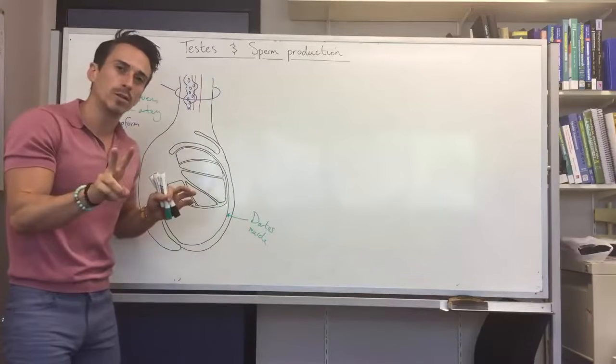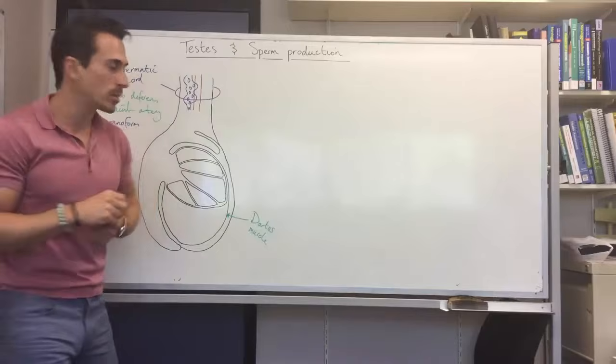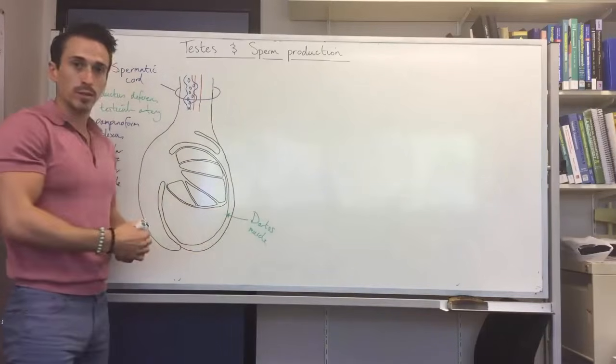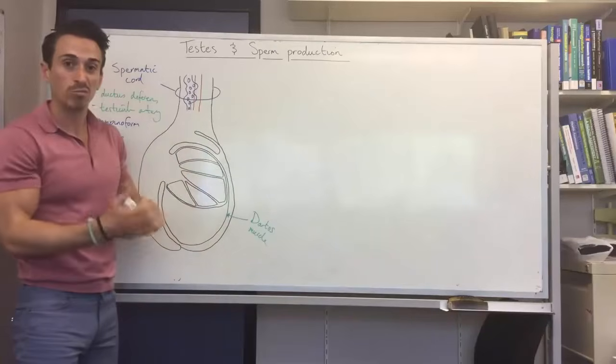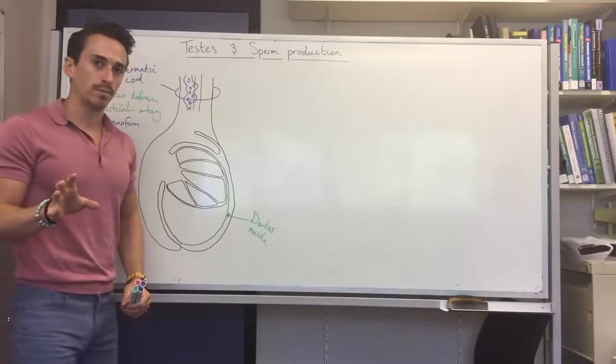So what are the two muscles involved in temperature regulation for the testes? The cremaster muscles, which raise and lower the testes, and the dartos muscles, which change the scrotum in regards to wrinkly or less wrinkly. Okay, now let's talk about sperm production.